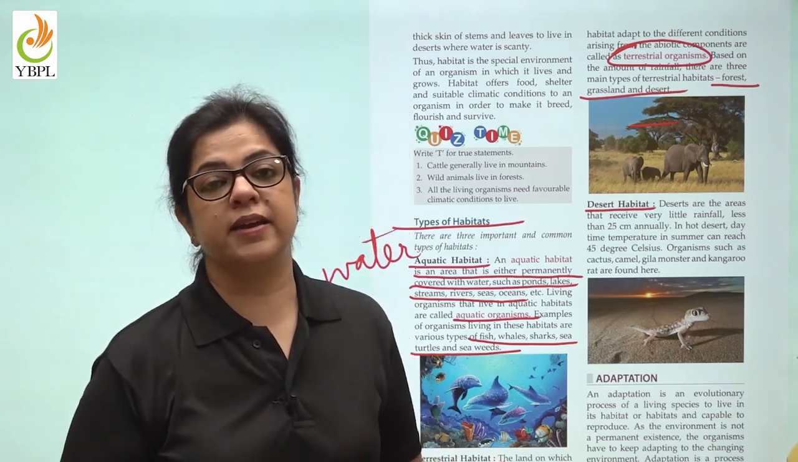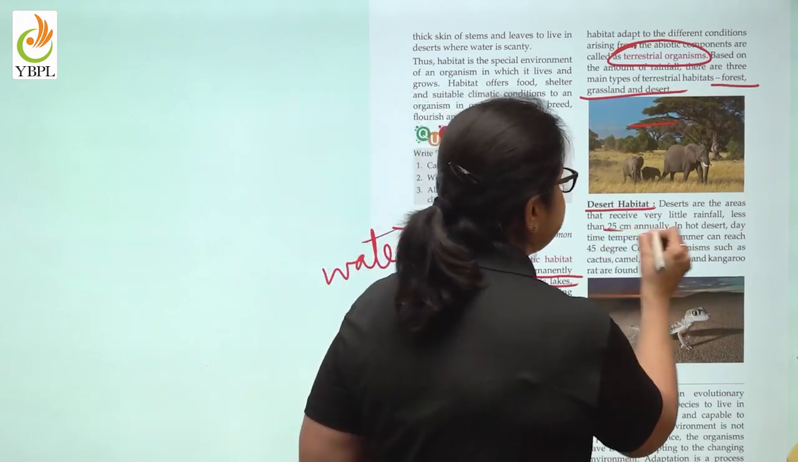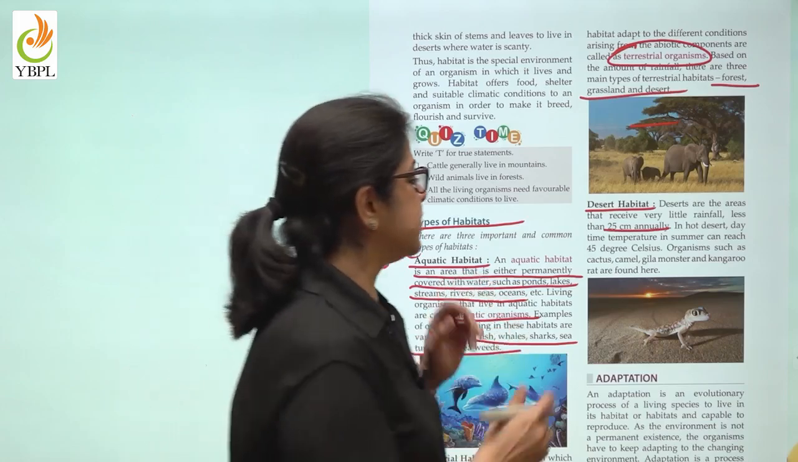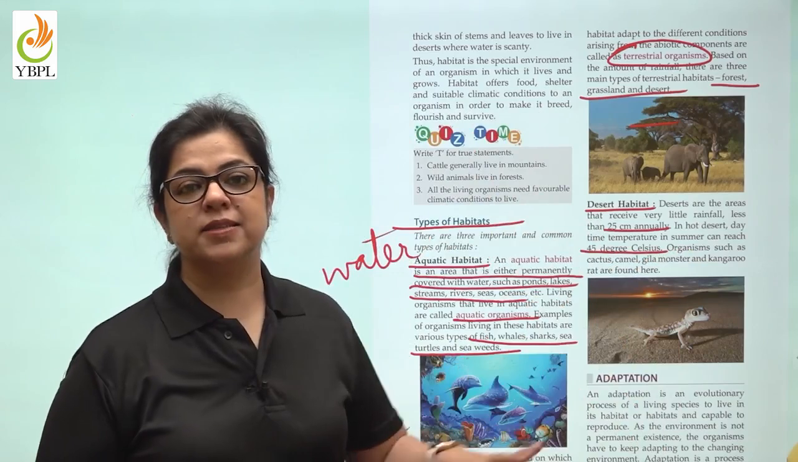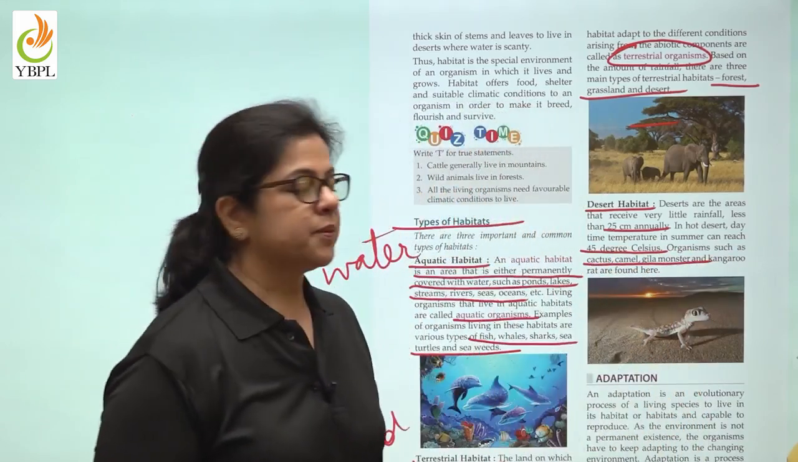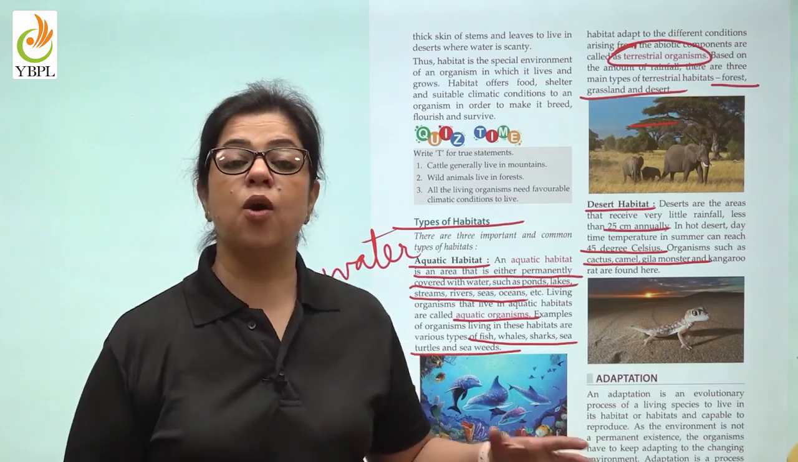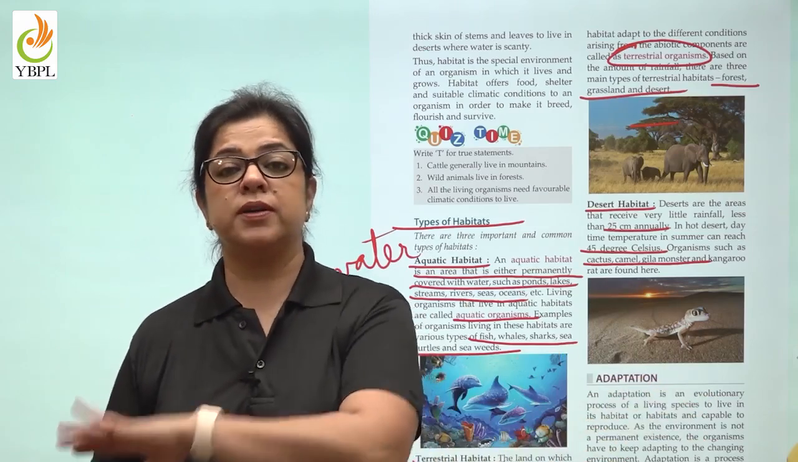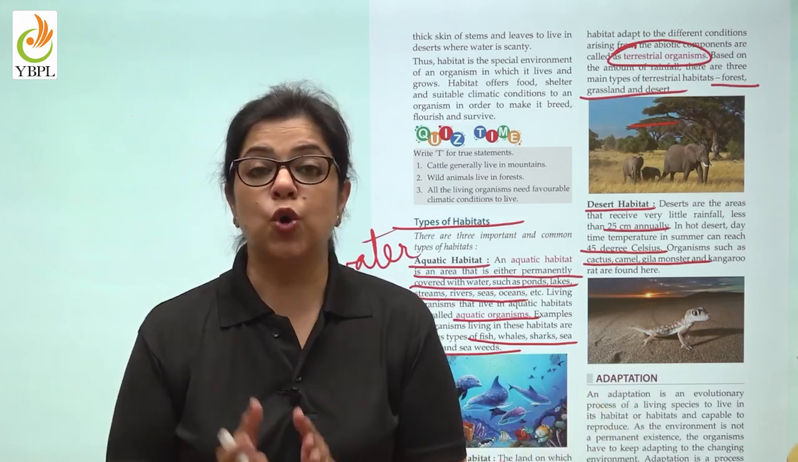Deserts are those areas which receive very little rainfall, less than 25 centimeters annually, and their average high temperature is 45 degrees Celsius. And what kind of organisms survive here? Cactus, camel, Gila monster and kangaroo rats. A minute ago, we were discussing how it is difficult for a polar bear to survive in a desert. Similarly, if I put a camel into a polar area, probably it will also not be able to bear the cold.